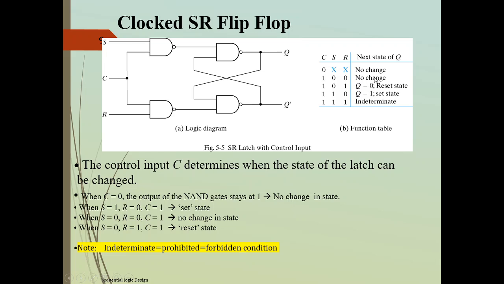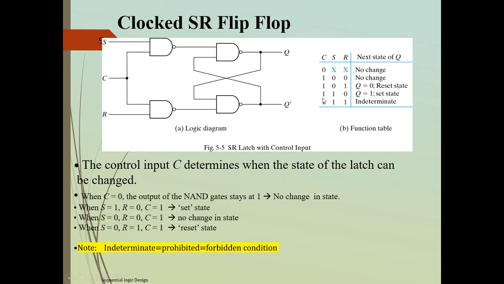It means whatever you are assuming for Q, it is the no change condition. And third, if C is equal to 1 and S is equal to 0 and R is equal to 1, at that time it is in the reset state. If C is equal to 1, S is equal to 1 and R is equal to 0, it is in the set state.